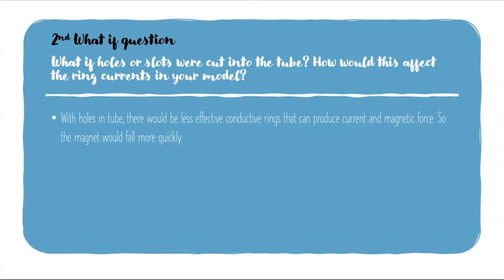And for the second what-if question, with holes in the tube, there will be fewer effective conductive rings that can produce current and magnetic force, so the magnet will fall more quickly.